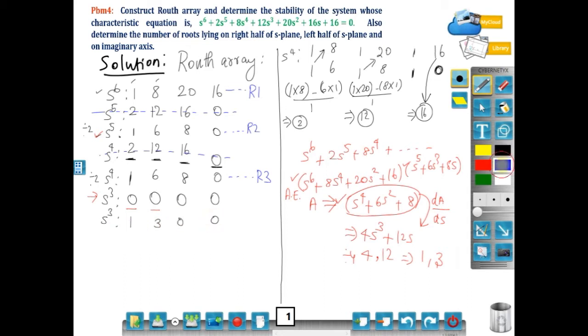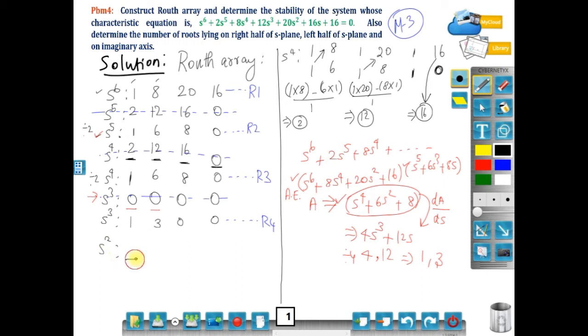I am going to consider this as row 4. I am not going to consider this row. So this is the simple technique you have to memorize in this particular model. This is model 3, Routh-Hurwitz stability criterion problem. Alright.